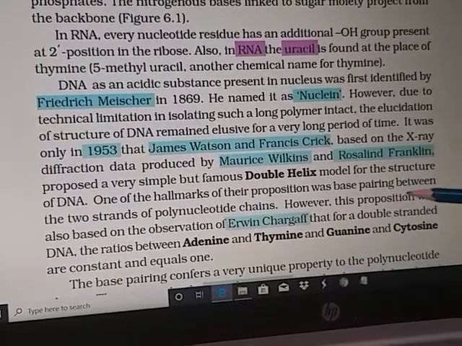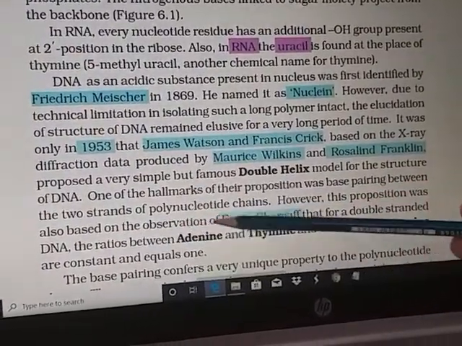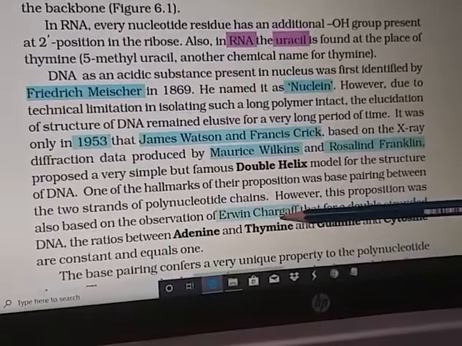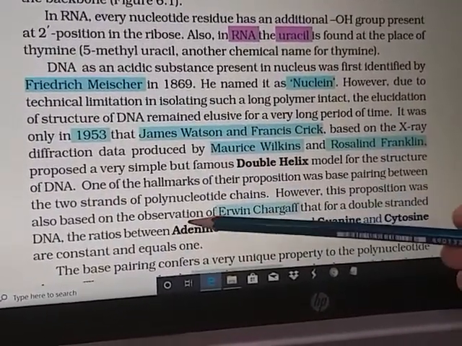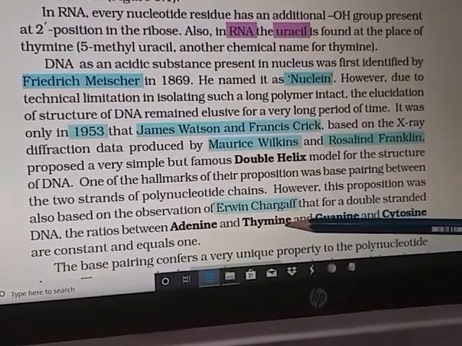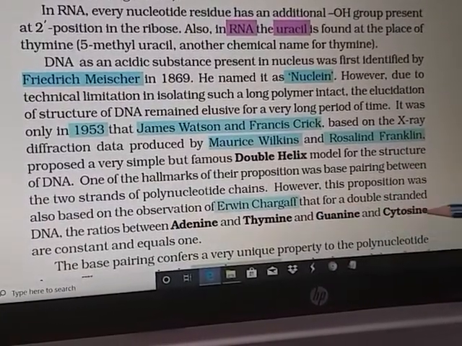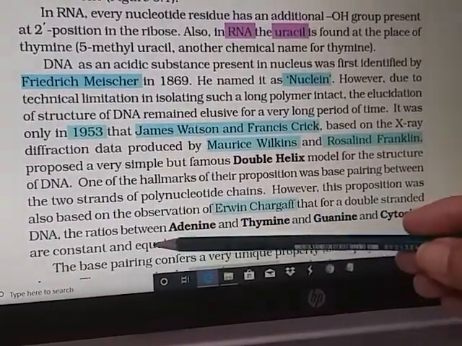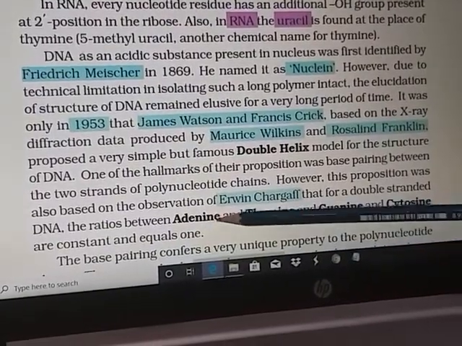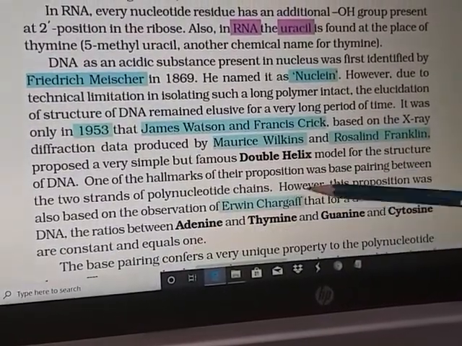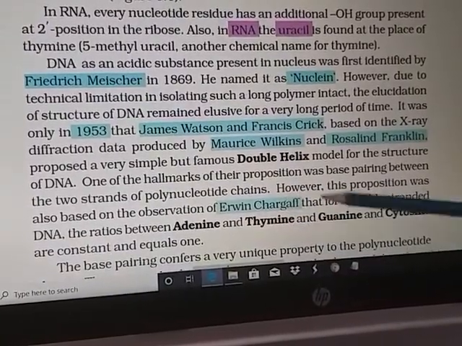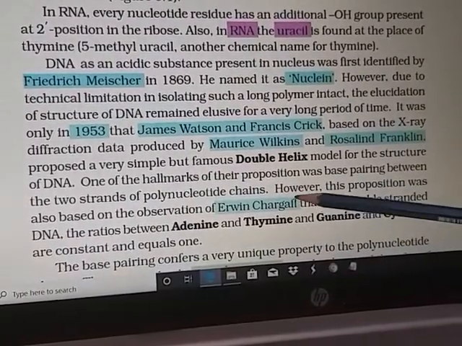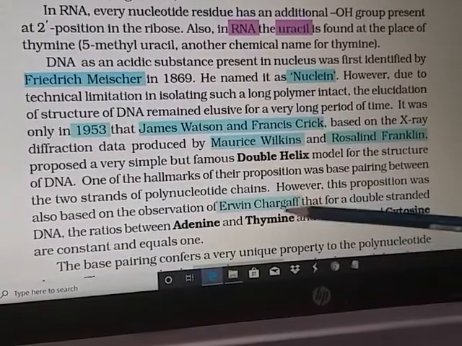However, this proposition was also based on the observation of Erwin Chargaff that for a double-stranded DNA, the ratios between adenine and thymine and guanine and cytosine are constant and equal to 1. It was actually Chargaff who gave the ratios between the nitrogen bases.